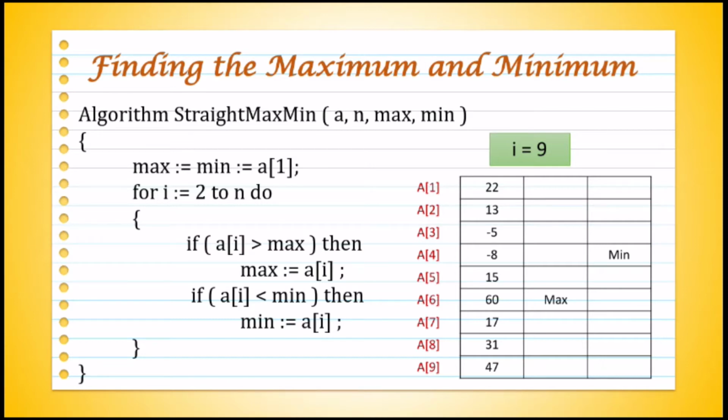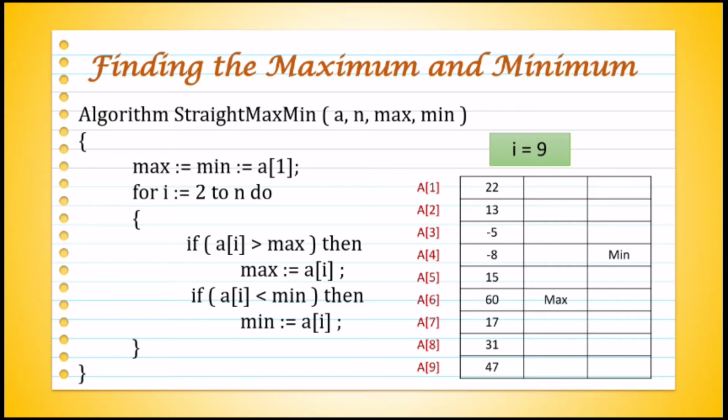So because again the previous condition was true, we will increment the value of i. So now the value of i will be 10. So is 10 less than or equal to n, that is 9? No, 10 is not less than or equal to 9. So the condition becomes false. That means we will stop executing this for loop.